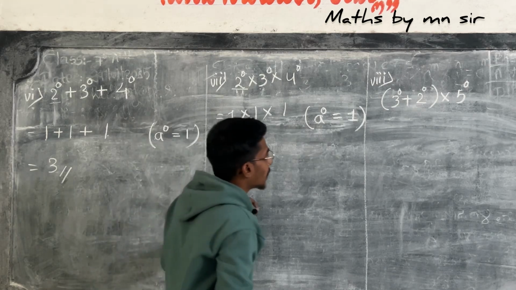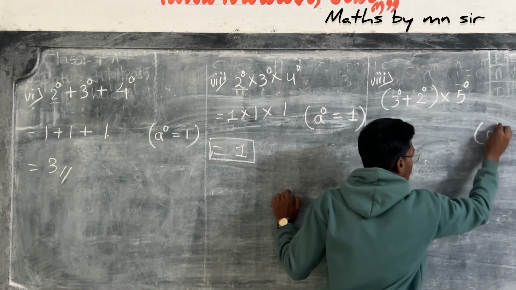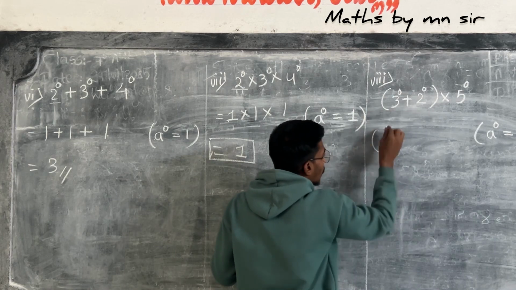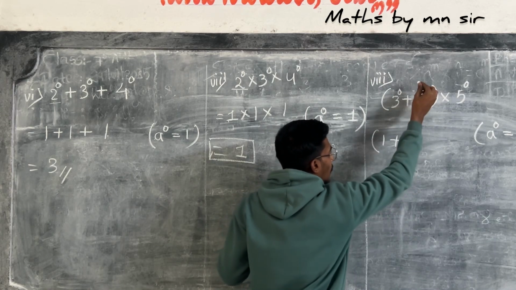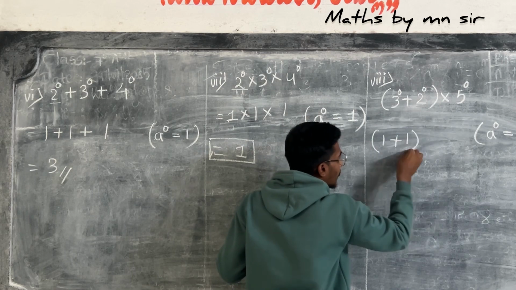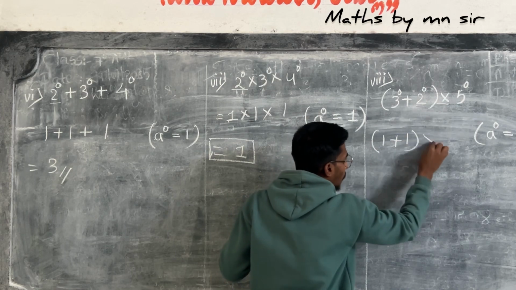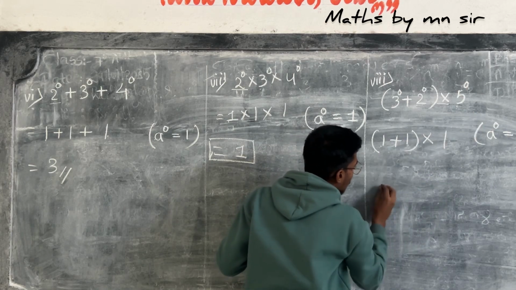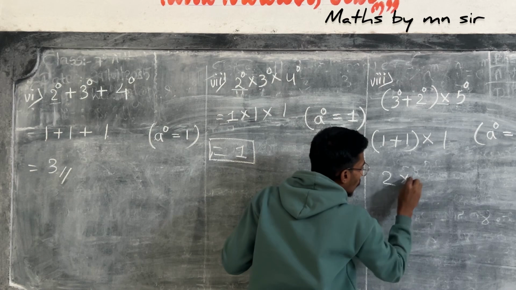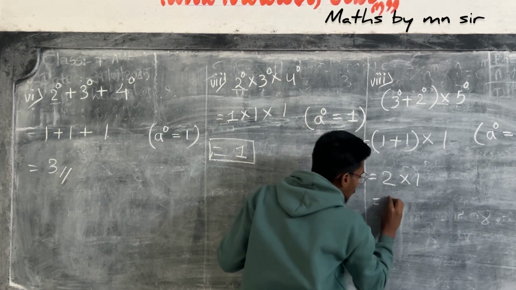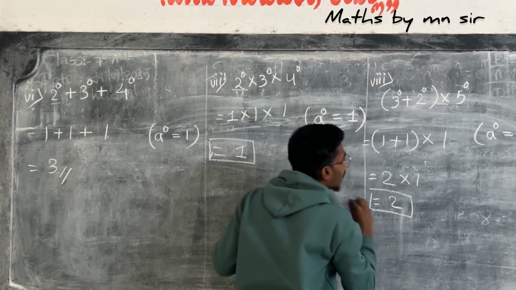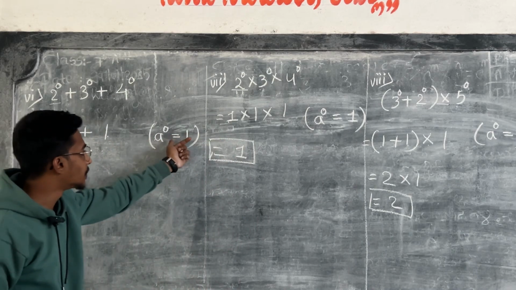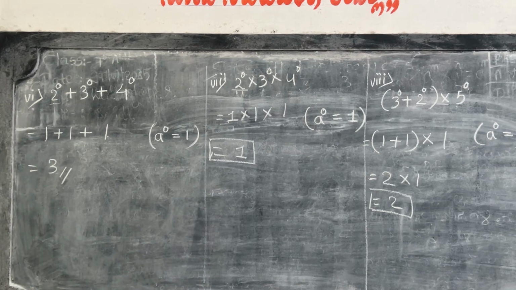Come to the next question. Same identity we have to apply here. A to the power 0 is 1. In the place of 3 to the power 0, write 1. In the place of 2 to the power 0, write 1. Bracket close. What is here? Sign into. 5 to the power 0 is 1. In bracket you can see 1 plus 1 is 2 into 1. 2 into 1 is 2. In such a way, we have to simplify this expression by using identity, that is a to the power 0 is equal to 1. So write down.